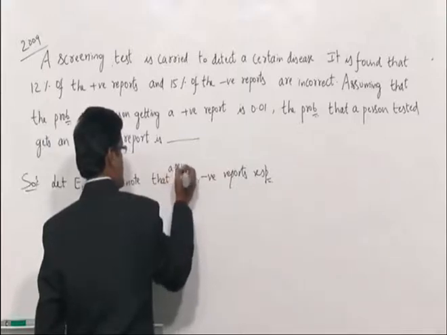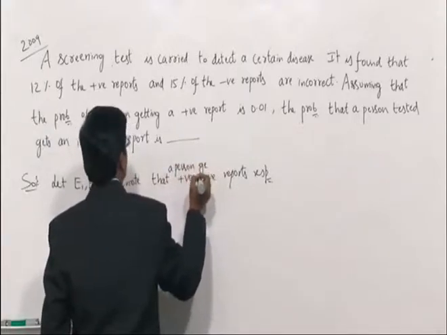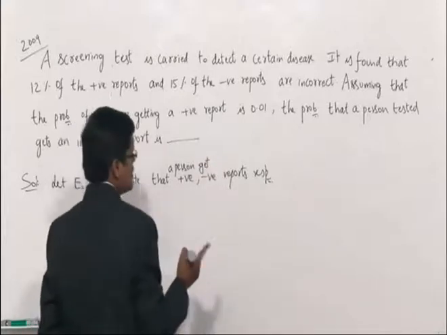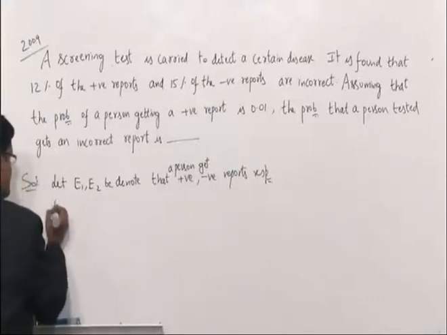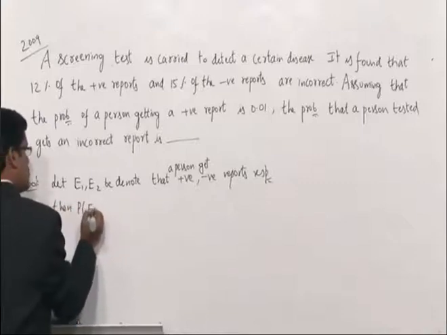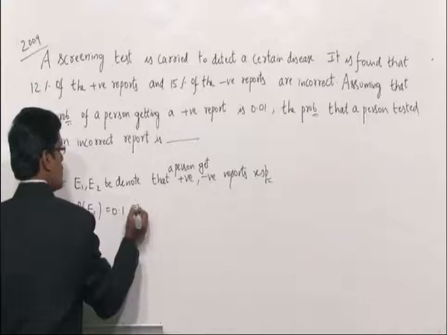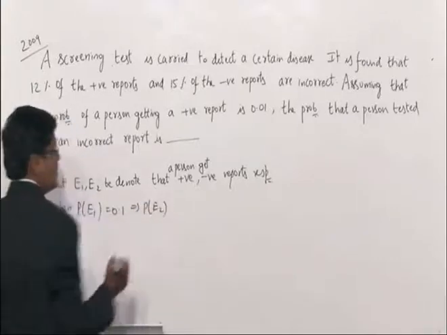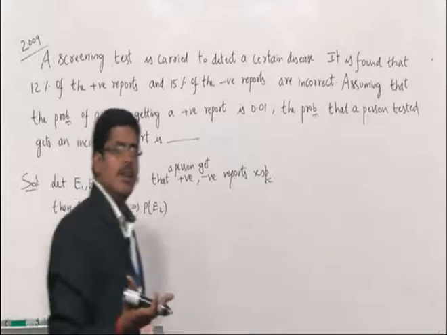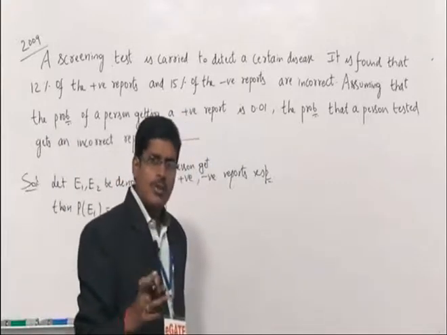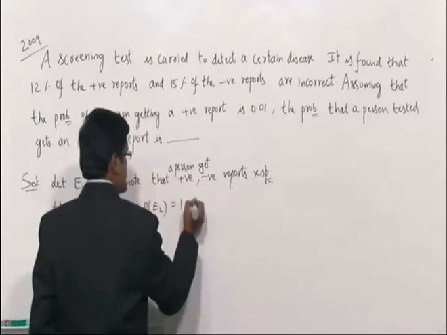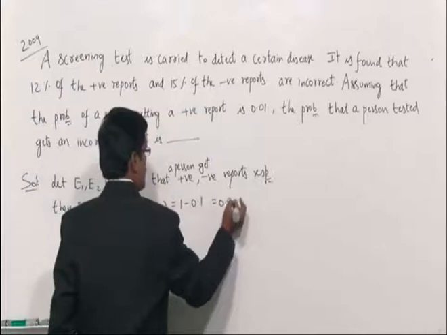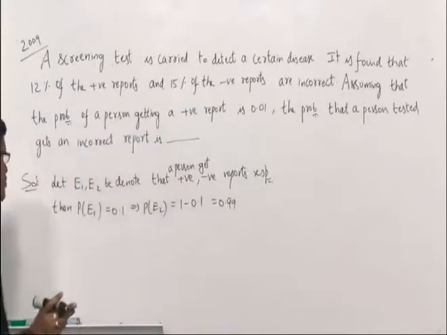That a person gets positive, negative reports respectively. Then probability of getting a positive report is given 0.1. Automatically other report, if it is not positive, the report must be negative only. So positive report plus negative report, only two cases, the sum of the probability is always 1. So it is nothing but 1 minus 0.1, this is 0.99. One of this is given, it is sufficient. Not required to give both.